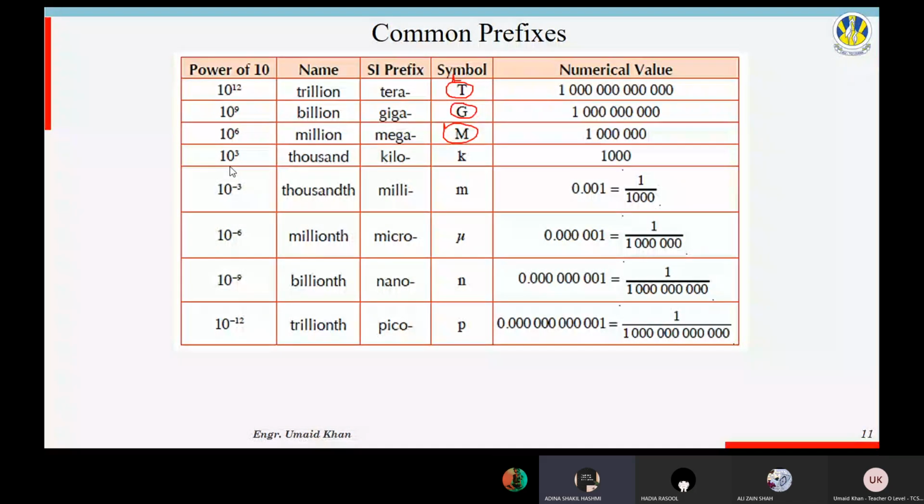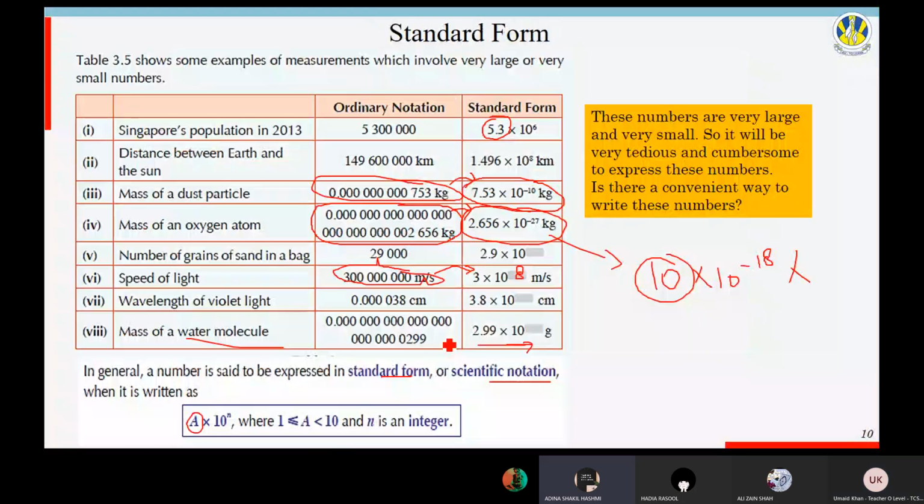We have made it in our copy. No, I'm not asking about this table. I'm asking about the previous slide. Yes, we have done this chapter, standard form and scientific notation. So you know how to convert numbers to standard form? Yes, sir. We have to just count the zeros.